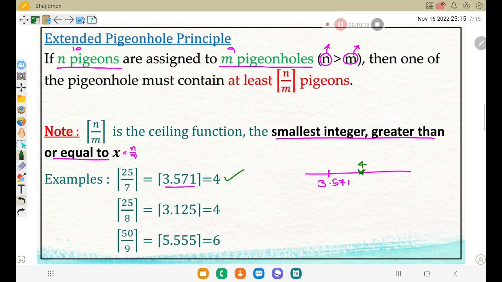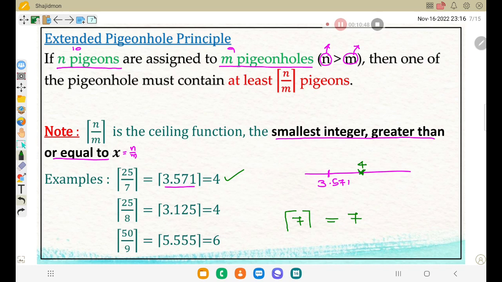Ceiling function of 50 divided by 9. 50 divided by 9 is 5.555, and the next integer number is 6. So it is the smallest integer greater than or equal to that number. When we take equal, for example, the ceiling function of 7 is already an integer, so the ceiling of 7 is the same as 7. I hope you understood. If it is not an integer, take the next number.